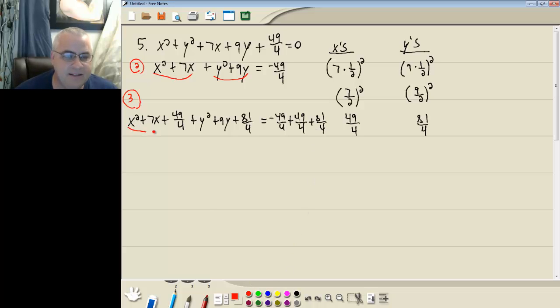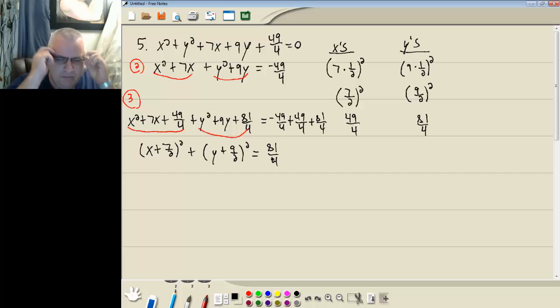Now notice I've kept the x's together, I've kept the y's together, and of course your numbers are on the other side. Now I know I'm going to factor these anyway, so I might as well go ahead and do it here. This factors as x plus 7 halves squared, and this one factors as y plus 9 halves squared. And negative 49 over 4 plus 49 over 4 cancels, so that leaves us 81 over 4.